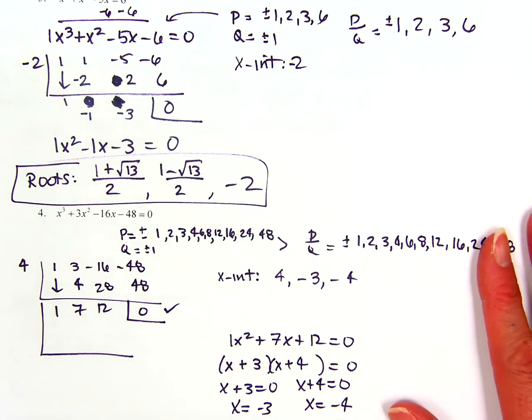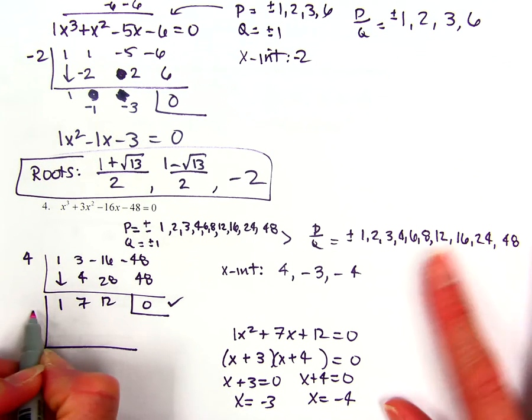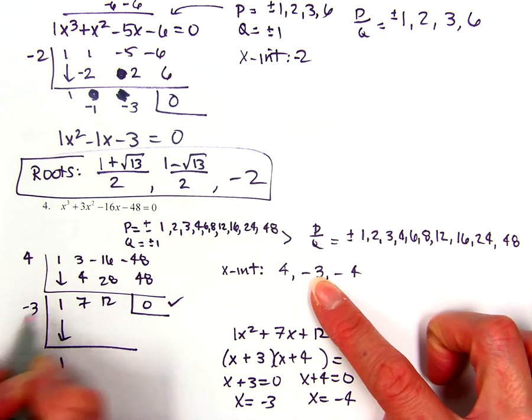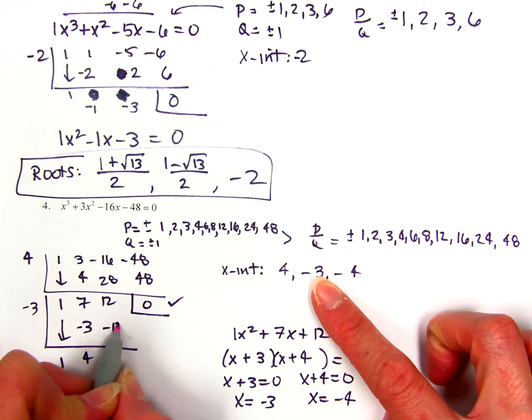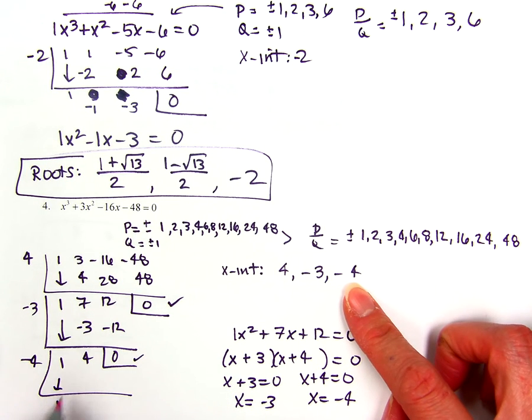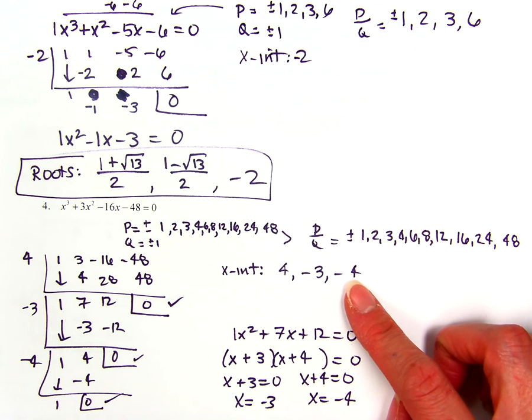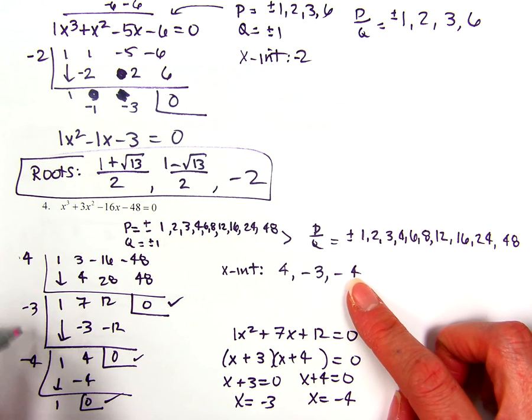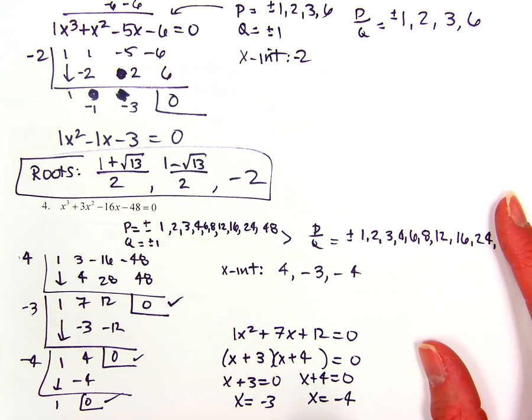And if you don't want to do that, you could just continue with your synthetic division. So I guess it's your choice what you would prefer to do. And there's no right or wrong method. All right, and then I'm just going to continue my synthetic division and make sure that I get 0 as my remainder. And as long as I do, then I'm good. So these are my 3 solutions, 4, negative 3, and negative 4.